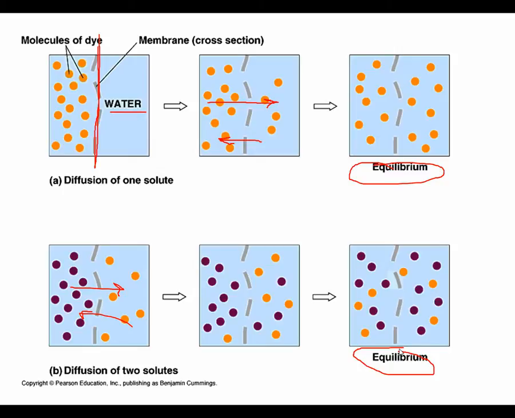Now, once it reaches the balance, doesn't mean it's not going to be moving. Those molecules are always moving back and forth. But once it reaches this balance, the movement's going to be equal, and it's always going to stay or remain the same.